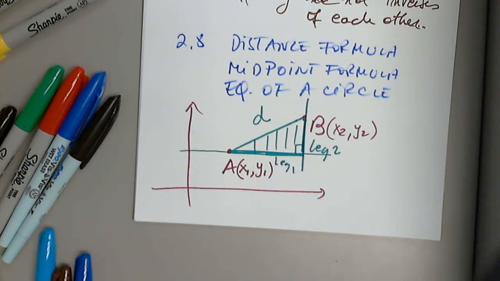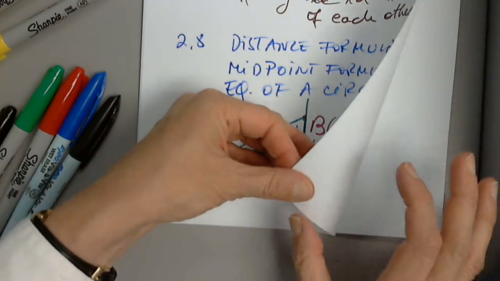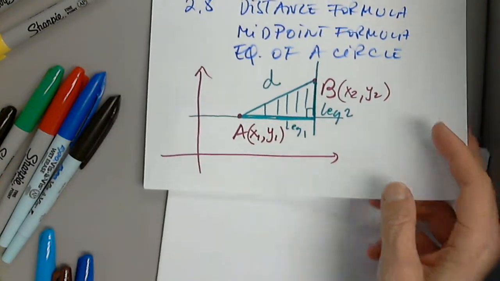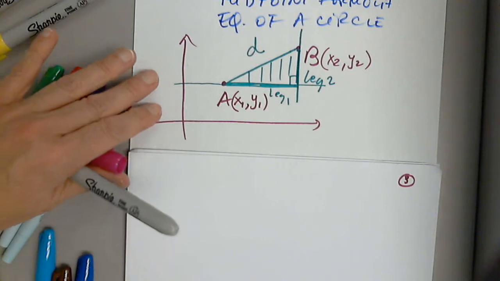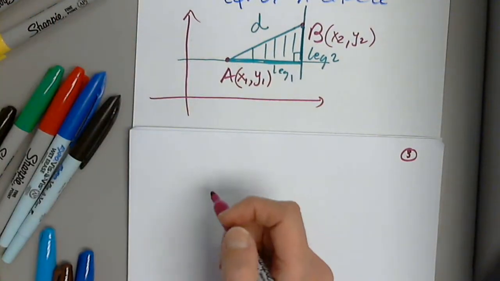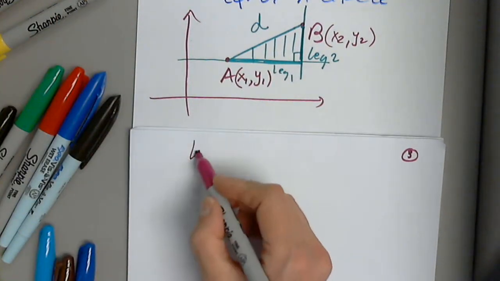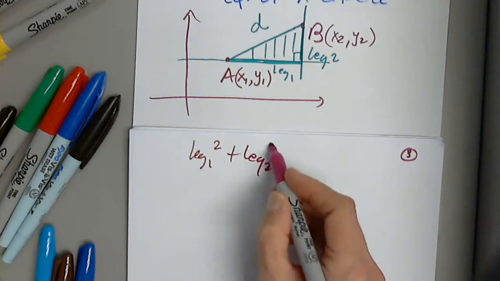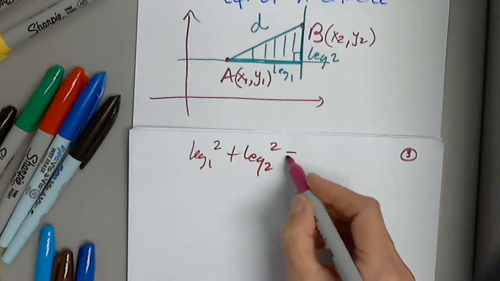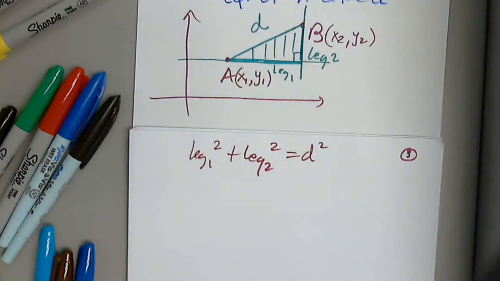Can anyone tell us what is the Pythagorean theorem? What is the equation that I have to write with the given notation? Do not say a squared plus b squared equals c squared because that means nothing. Leg 1 squared, very good. Plus leg 2 squared, awesome. Equals hypotenuse squared. Excellent. That's all I needed.